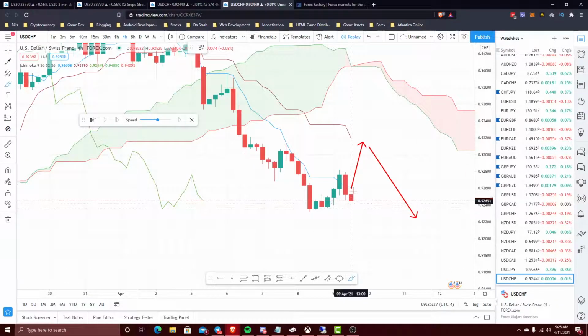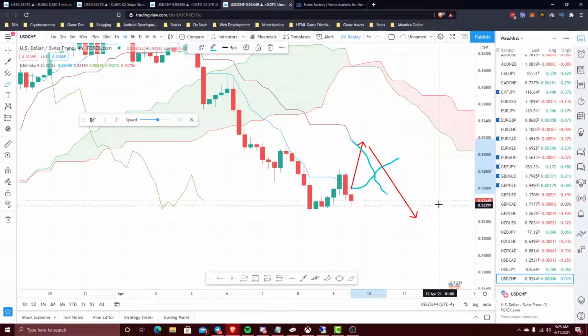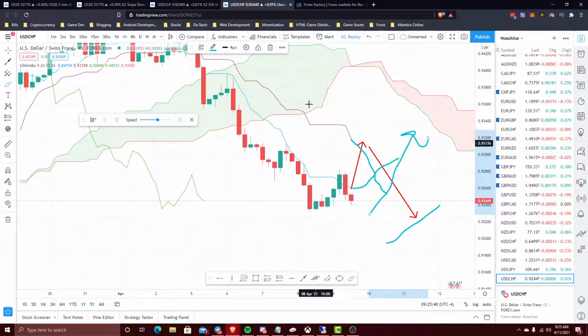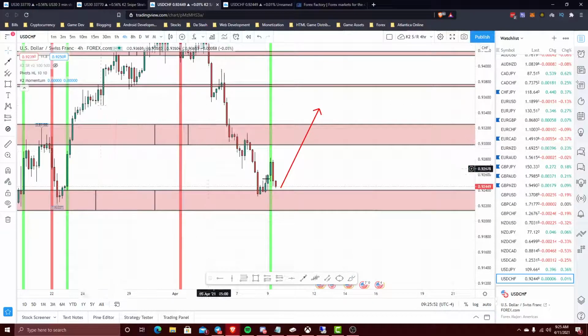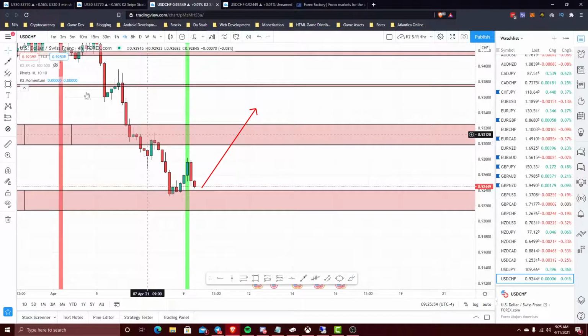Let me get the brush. It may do like this, while the baseline just crosses over like that. If it does that, then price is going to go up. But until I find a proper setup with USD CHF, I'm probably going to ignore this pair too.